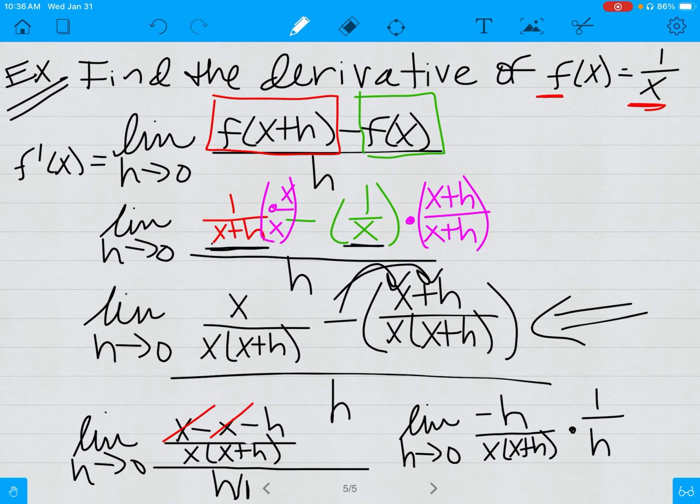And then because these are fractions that we're multiplying, we can cross cancel. So h goes in here one time. H goes in here and leaves us with a negative 1. And then, golly, I'm totally running out of room here. So we have limit as h approaches 0 of negative 1 over x times x plus h.